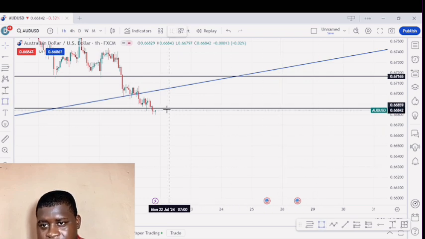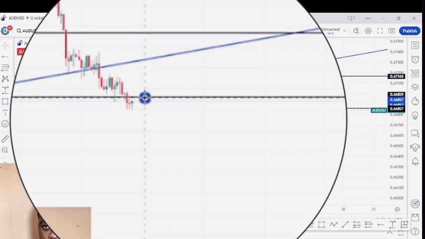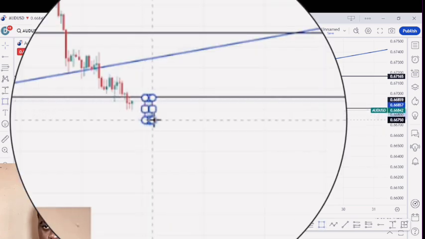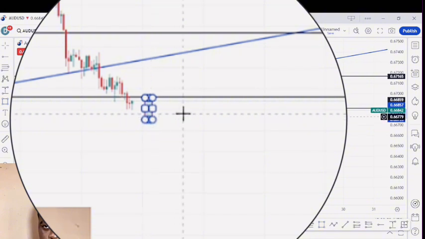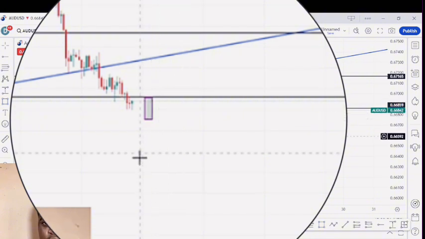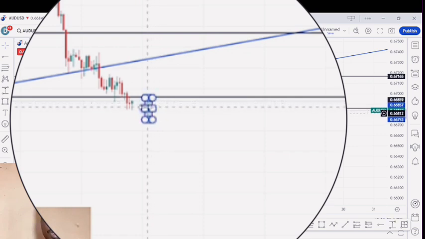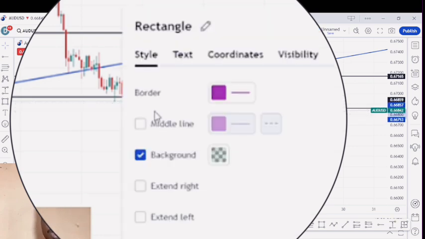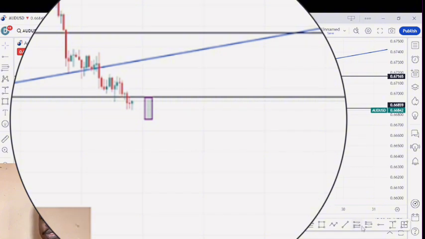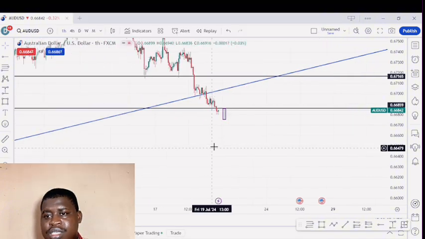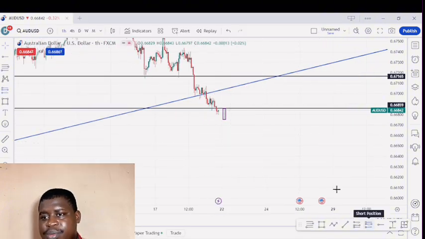Wait for a bearish candlestick to come down and close successfully right below this place. Then you can sell. Don't forget, guys, your risk management is very, very important.